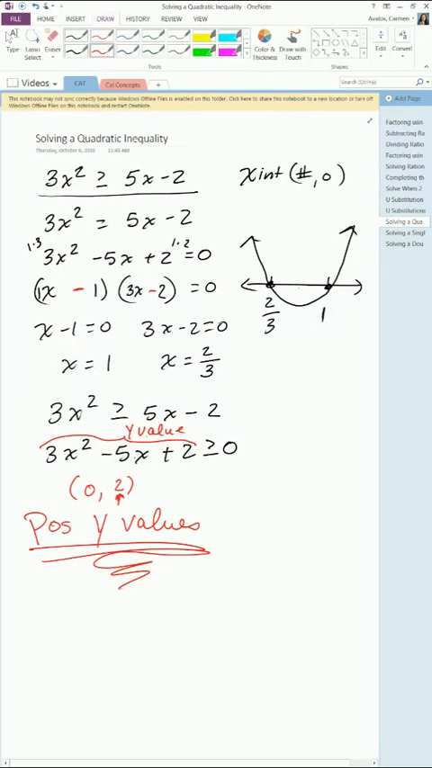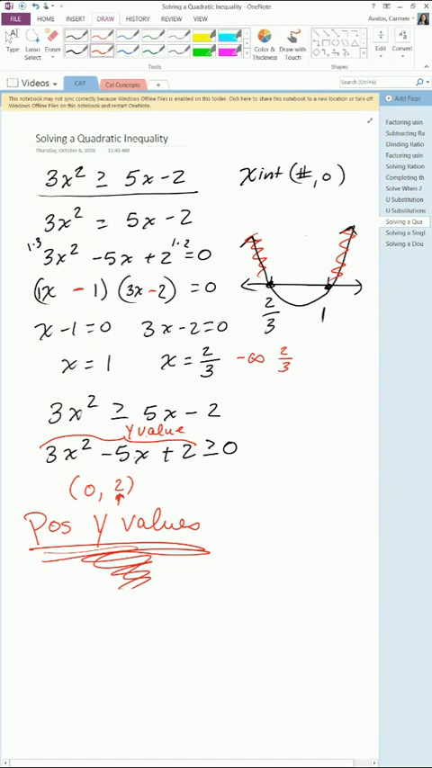Well, if this is the x-axis and these are the x-intercepts, then everything above here are the y values that are going to be positive. So these are positive y values and these are positive y values. If this is the x-axis, anything below it is going to give me negative y values, but I want positive y values, so they're positive from negative infinity to 2/3.